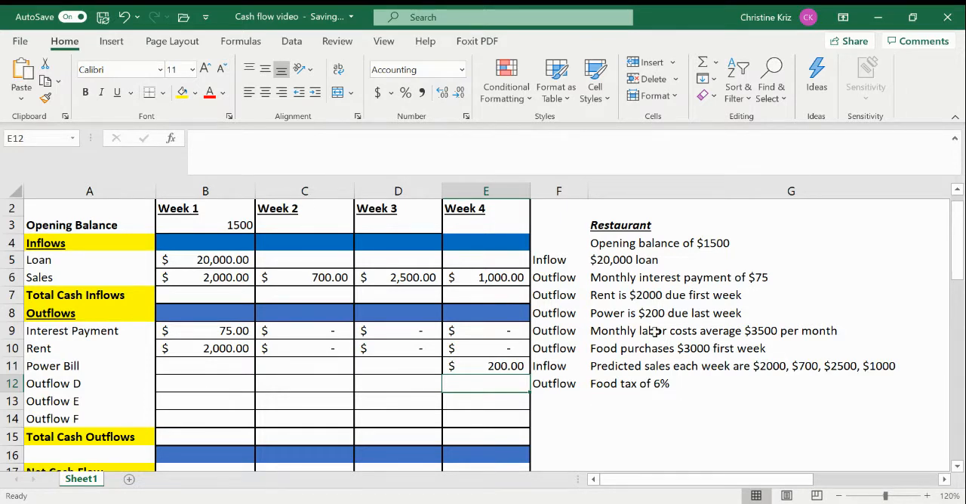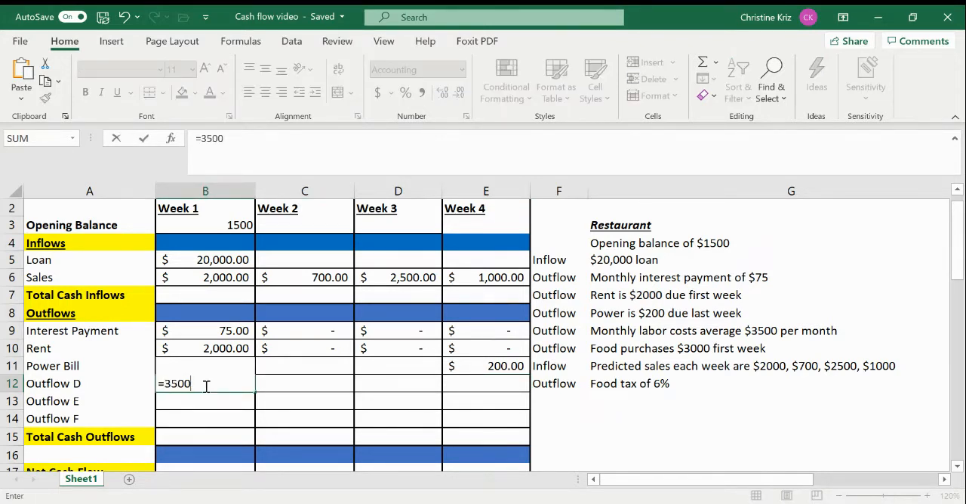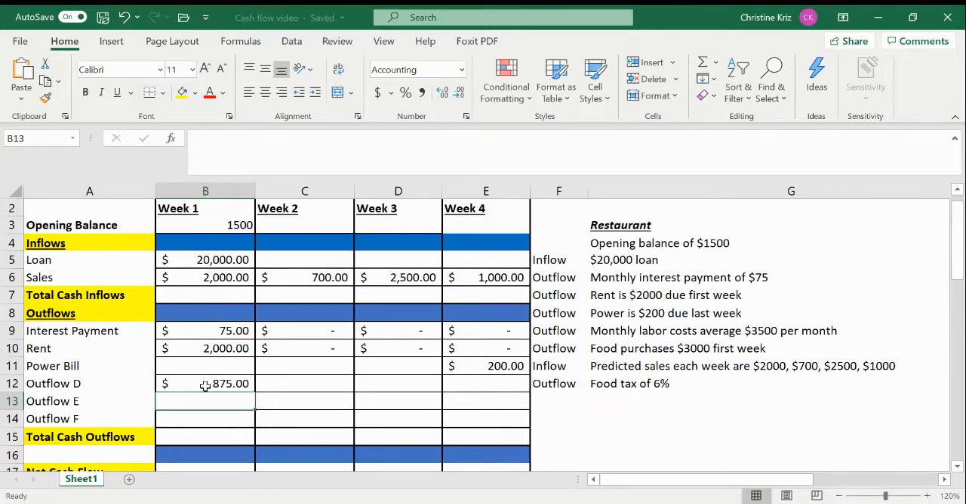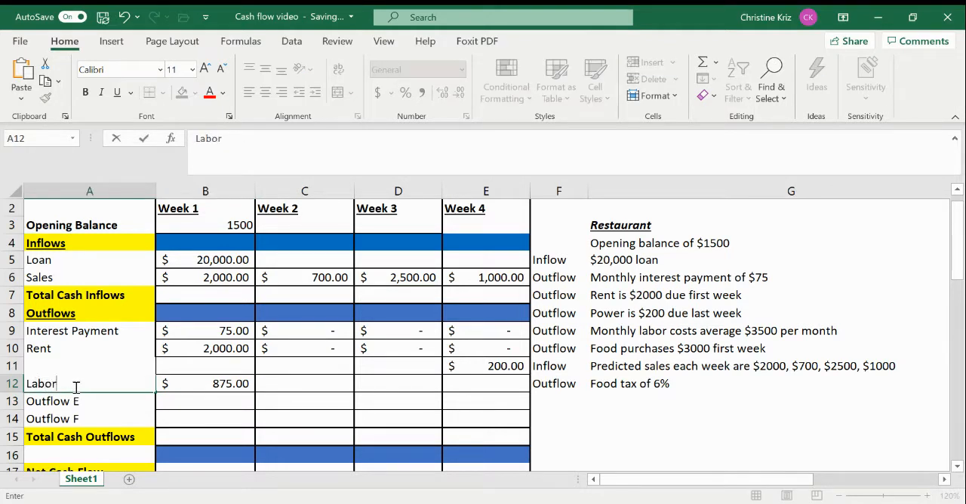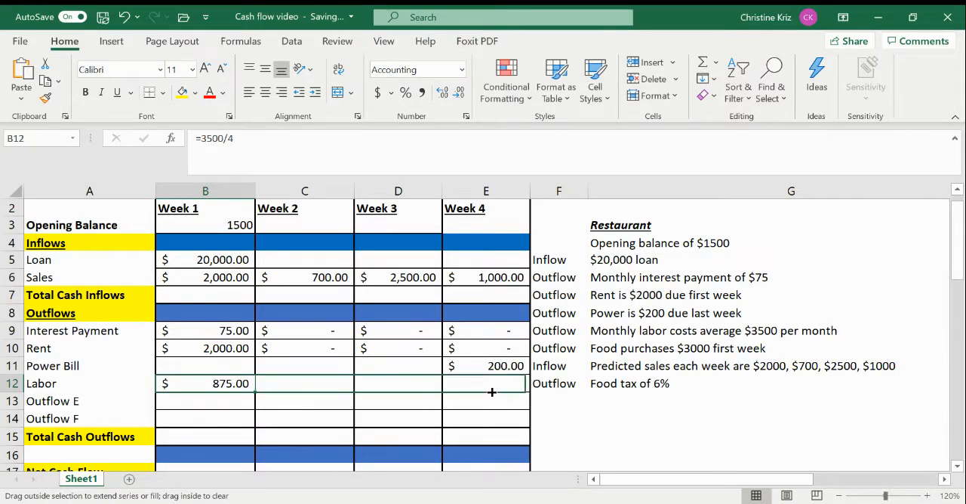Our next one is our labor costs, which average $3,500 per month. This is not a great way to do this. Your labor costs are probably going to go up and down based on your sales. But for simplicity's sake, let's just say it's $3,500 on average, and we're going to divide that by 4. So we're going to say $875 a week, and we're going to label this labor. We know it's going to be more than that, but for simplicity's sake, we're just going to move that over.